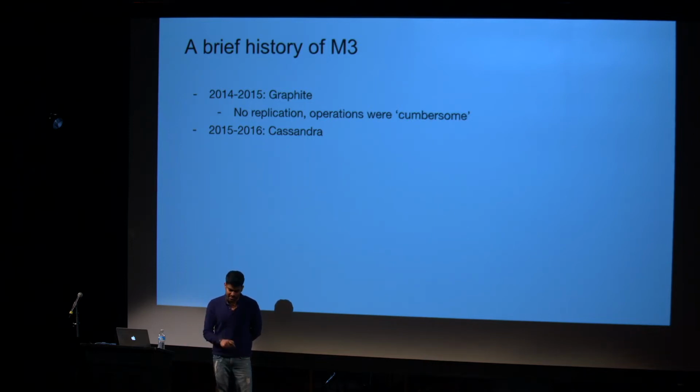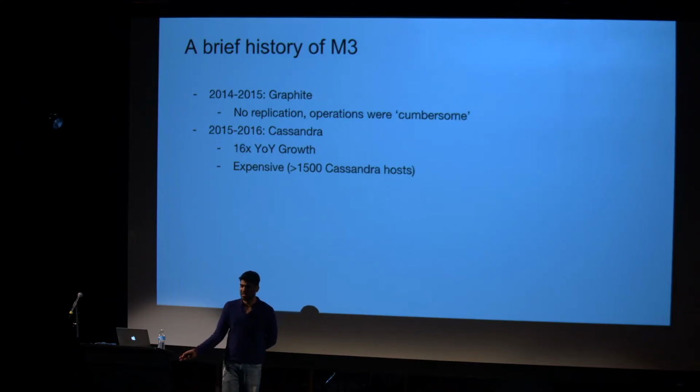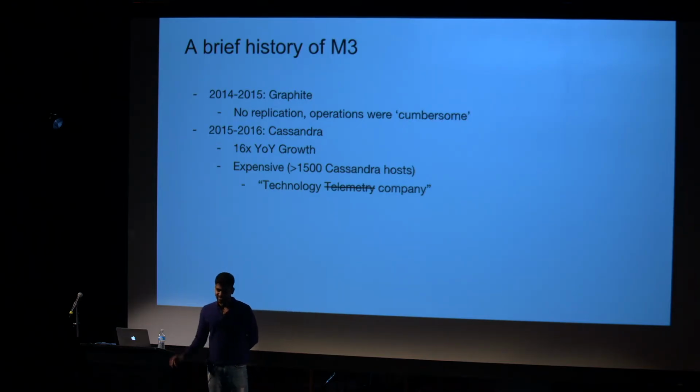So between 2015 and 2016, we saw about a 16x growth in our metrics. And at that scale, Cassandra just didn't work for us. I'll give you some specifics about why, but it starts to get really, really expensive. We were at about 1,500 Cassandra nodes before we finally migrated off it, which is a lot. My manager, yeah, if you guys manage 1,500 Cassandra nodes, I'm sorry again. My manager likes to joke we're a technology company, not a telemetry company, if you know the reference.